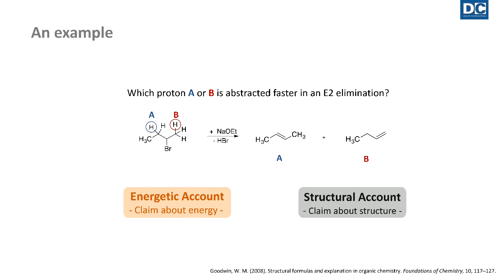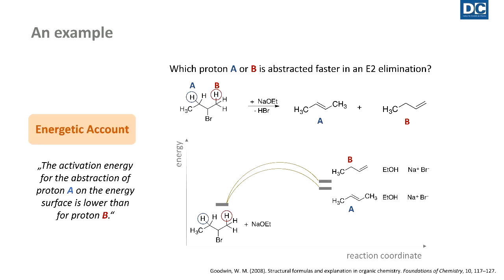And the direct answer to that question about the activation energy is to make an energetic account, or to make a claim about the energy. And for our case, for the abstraction of proton A or B, we can say that the activation energy for the abstraction of proton E on the energy surface is lower than for proton B. So this could be the direct answer to the question, but we need a structural account to justify why we can make that energetic claim about the difference in activation energy.